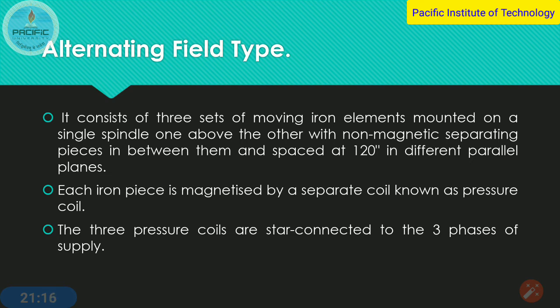Right? So now the alternating field type of instrument also consists of three sets of moving iron elements mounted on a single spindle, one above the other, with non-magnetic separating pieces in between them and spaced at 120 degrees in different parallel planes. Right? So each iron piece is magnetized by a separate coil known as a pressure coil. Right? The three pressure coils are star connected to the three phase supply.